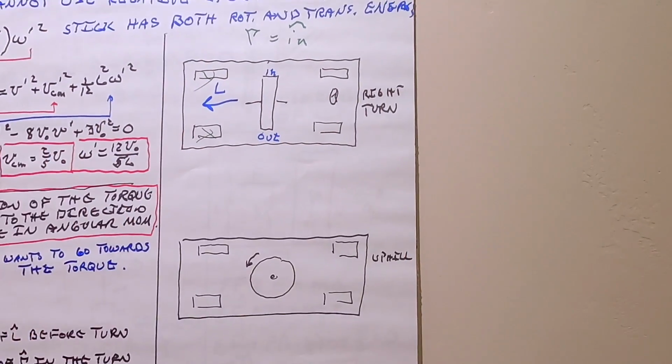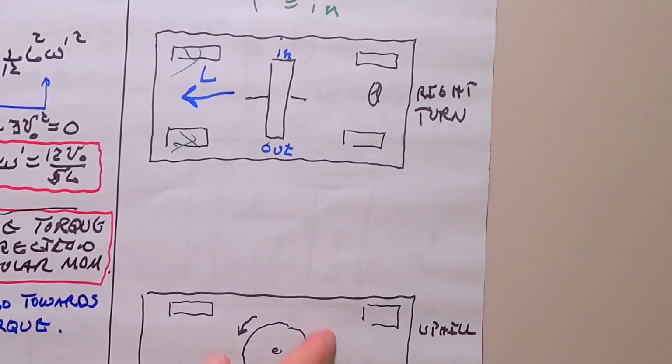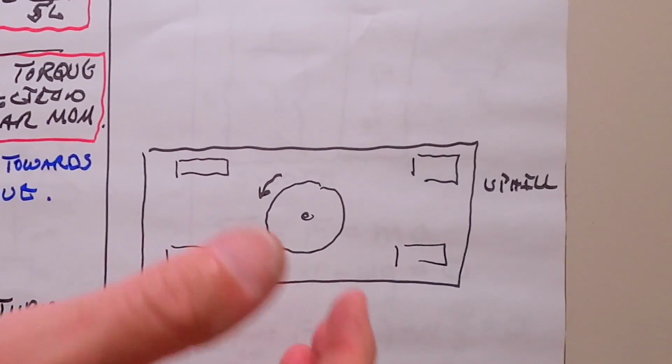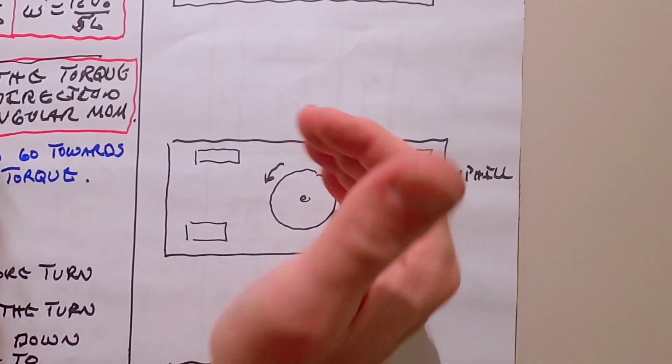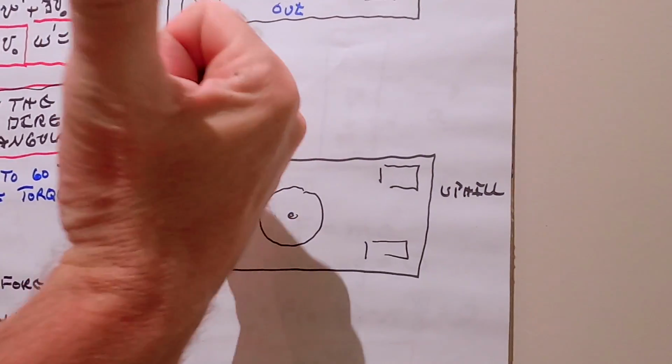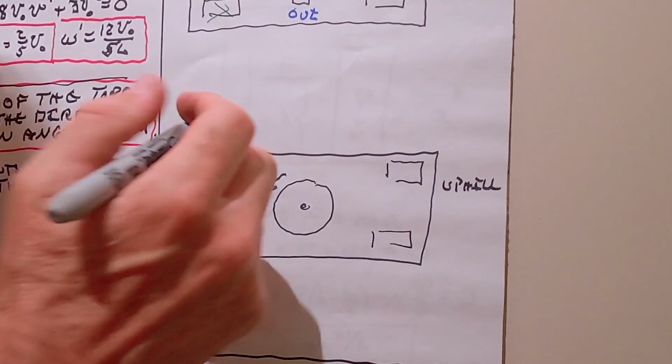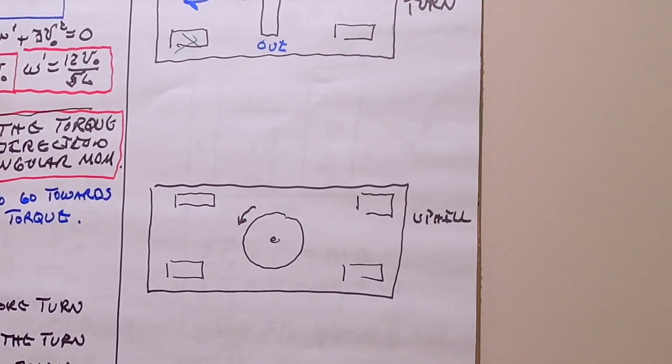Well, let's look at this case right here. Now the disc is flat on the car. The disc is turning in this way. Well, which way is the angular momentum? You run your hand along the disc, so it's coming out of the board. So L is out of the board.